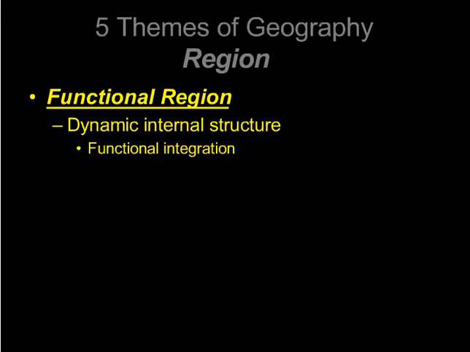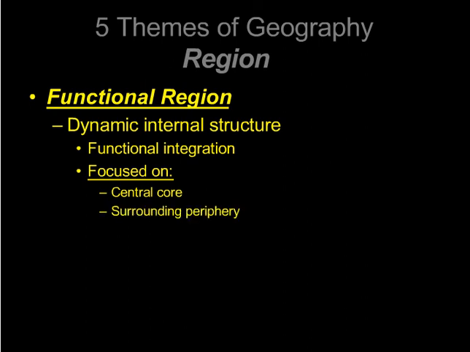The second type of region is a functional region, which has a dynamic internal structure. It's very much about functional integration, which I'm going to explain over the next few slides. Key to a functional region is that it's focused on a central core that serves a surrounding periphery. Think of this as Indianapolis. Metro Indianapolis is a functional region. It has a central core, downtown Indianapolis, that serves, and is also served by, the surrounding periphery.